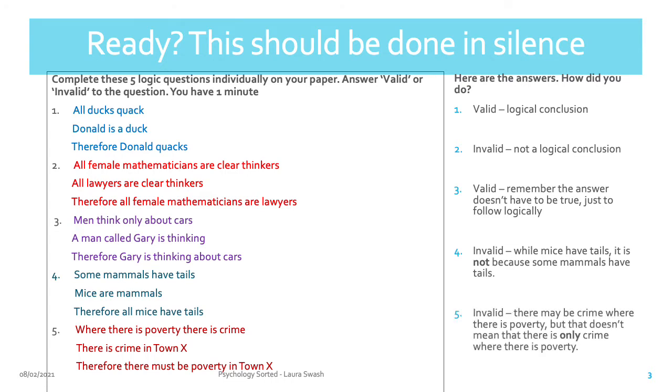And finally, the last one. Now there may be crime where there's poverty and poverty where there's crime, but that does not mean that there is only crime where there is poverty. Therefore, the conclusion does not follow logically from the premise. Add up your score and let's see how you did.